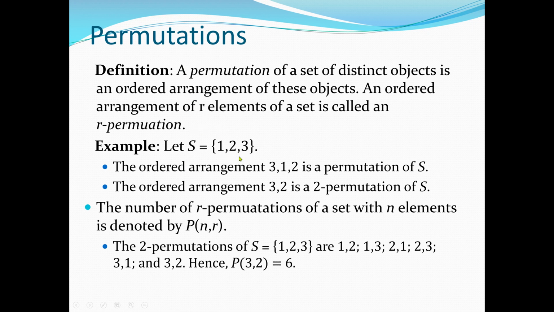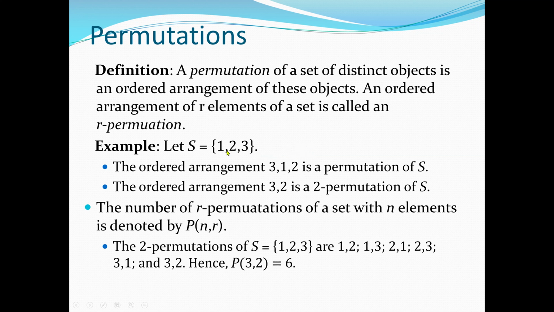Now, in a combination, if we have 1, 2 and 2, 1, they are the same. The order is not important. That's why, if we look at the definition, we say the permutation of a set of distinct objects is an ordered arrangement. That's the key word: ordered. So in permutation, if I have 1, 2, 3 and I want a 2-permutation, we may have 1, 2, 1, 3, 2, 1, 3, 1, then 3, 2 and 2, 3. So the order is very important. But in combination, the order is not important.